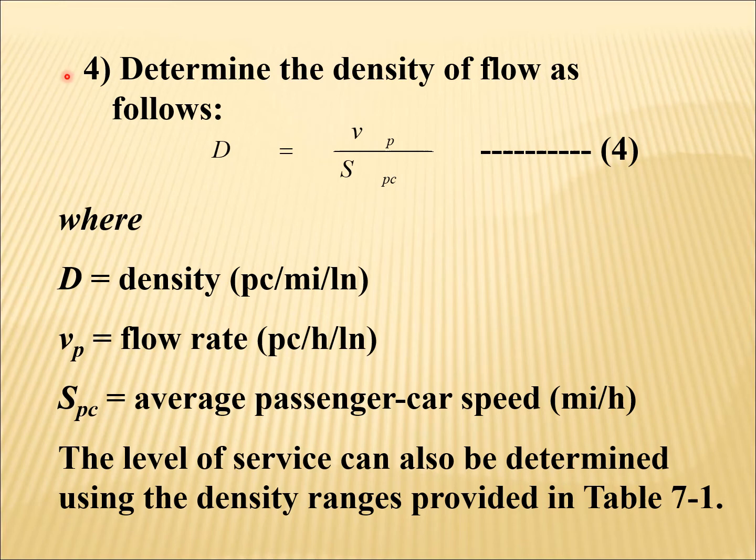Determine the density of flow as follows. D is equal to V sub P over S sub PC, where D is the density in passenger cars per mile per lane, V sub P is the flow rate in passenger cars per hour per lane, that is basically the 15-minute flow rate, and S sub PC is the average passenger car speed in miles per hour. The level of service can also be determined using the density ranges provided in Table 7-1.